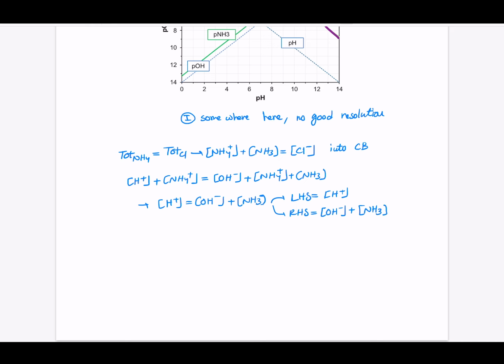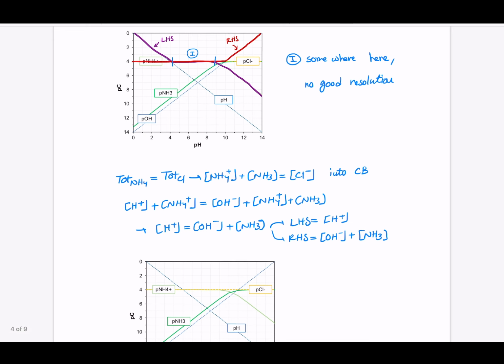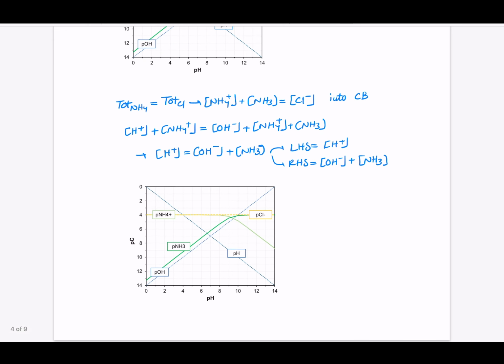So now we need to bring the graph again and revise LHS and RHS. If we bring the graph again, this time we're dealing with a different RHS and LHS. Our LHS is basically the H plus line, so it would be simply this line. This would be our LHS. And now our RHS would be hydroxide plus ammonia.